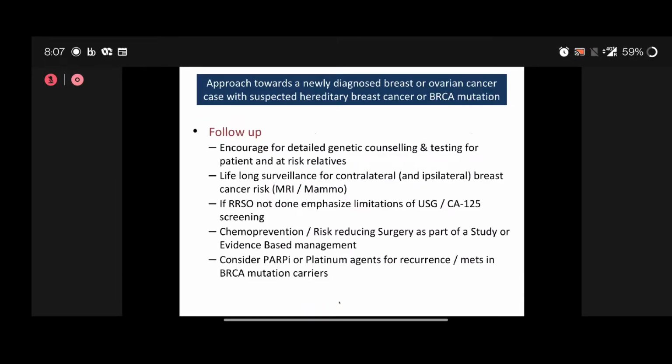In terms of the follow-up, encourage detailed counseling and testing if it hasn't happened for the patient and the relatives, and lifelong surveillance. If RRSO was not done, emphasize the limitation of ultrasound and CA125 screening, as it can give them false reassurance. Chemoprevention or risk-reducing surgery should be part of a study or evidence-based management, and I already mentioned that.